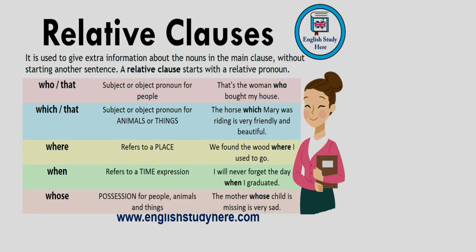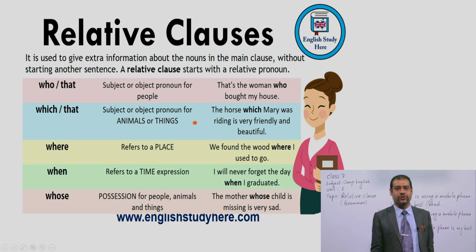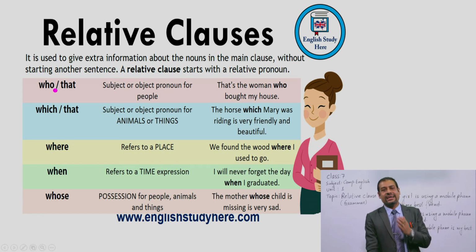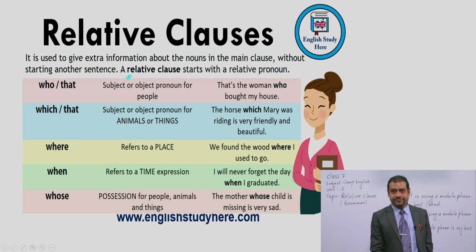See some of the things you have to know about relative clause. Please look at the slide. I want to show you. Again, as I have already explained to you, it's written here. It is used to give extra information about the nouns in the main clause without starting another sentence, which we have already discussed. Okay, a relative clause starts with a relative pronoun, so you can find out relative pronouns, these things. So who, we have who.